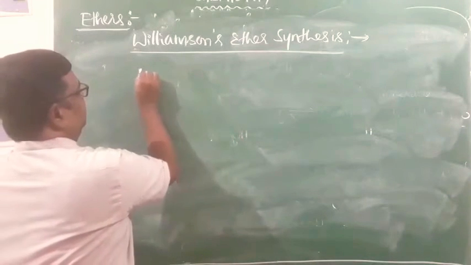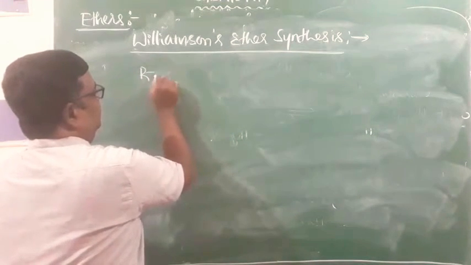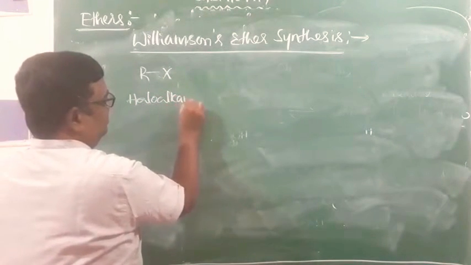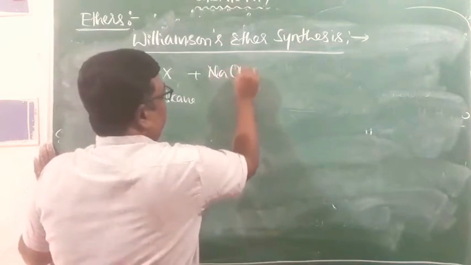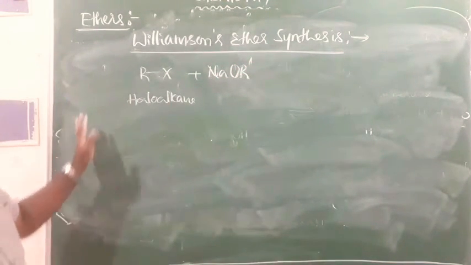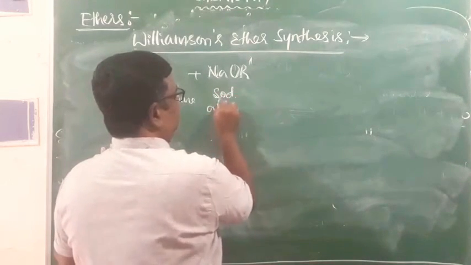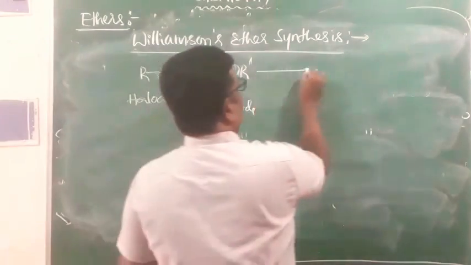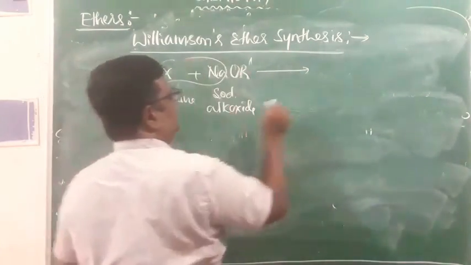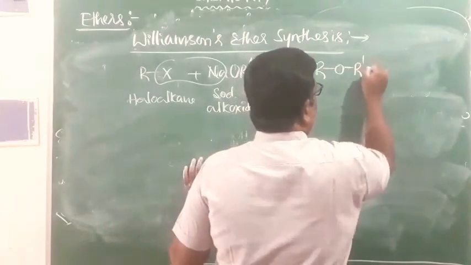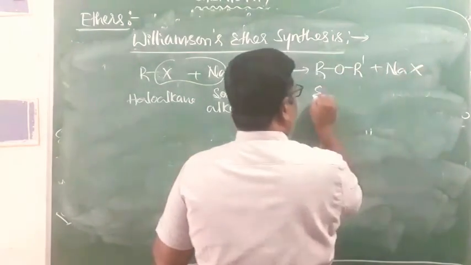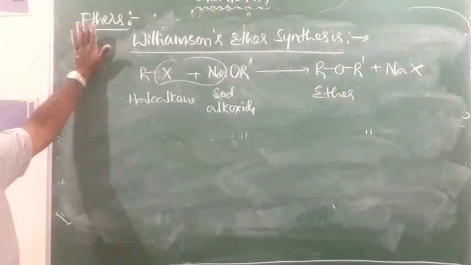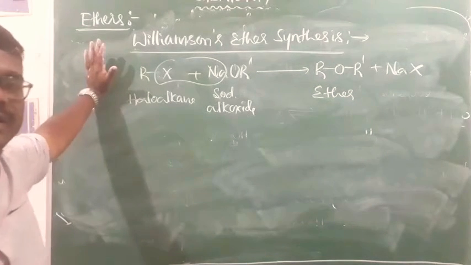Well, write the general equation first. When a haloalkane, RX, reacts with sodium alkoxide, NaOR', substitution takes place, and you get ROR' plus NaX. This is what we call an ether, and this is the general equation for the Williamson's ether synthesis.